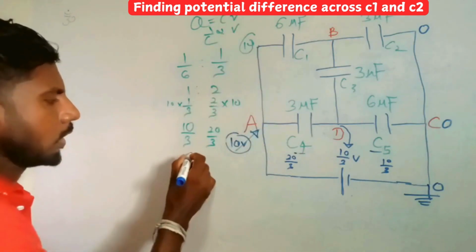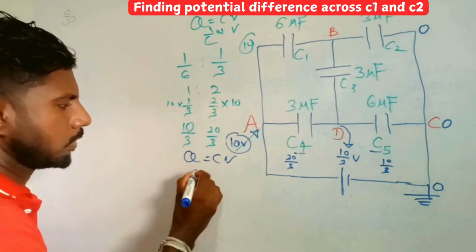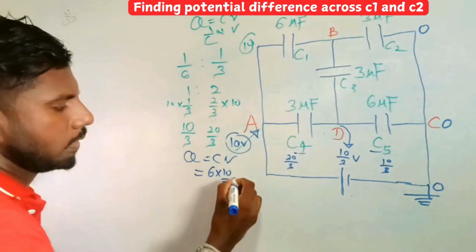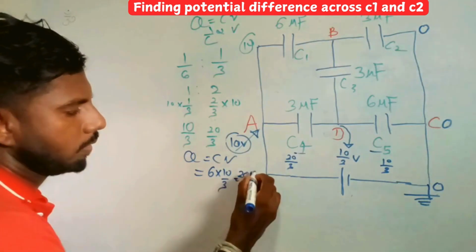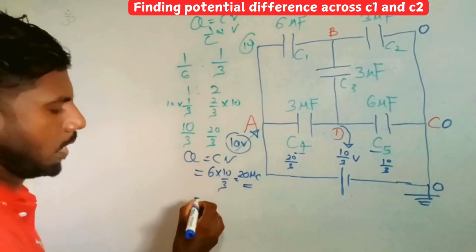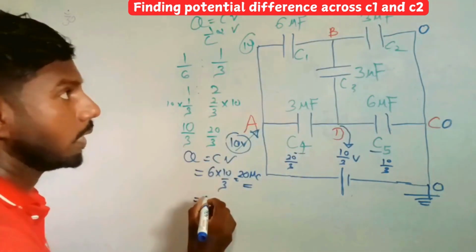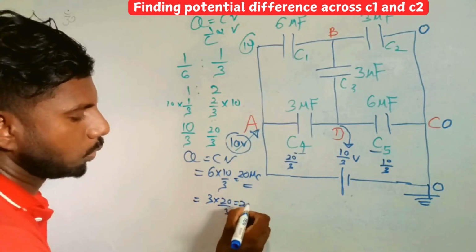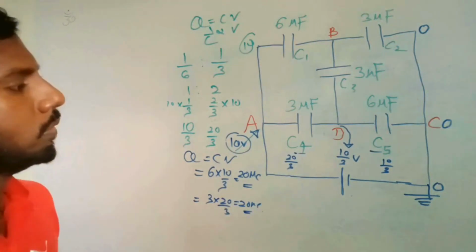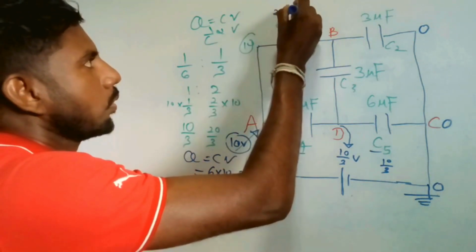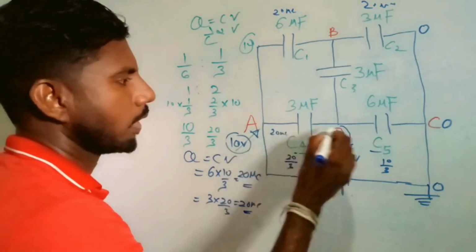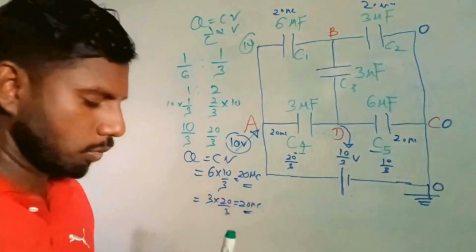Let's apply Q equals CV, right? C is 6 microfarad, remember that, that into 10 over 3. Again we are getting 20 microcoulomb. And for the other one, C2, again 3 into 20 over 3, again 20 microcoulomb, right? So 20 microcoulomb, 20 microcoulomb. Here also we got 20 microcoulomb and 20 microcoulomb.